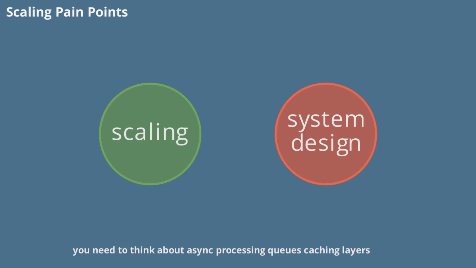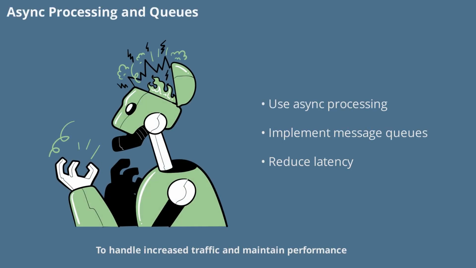At this point, you need to think about async processing, queues, caching layers, and rate limiting per user. AI integration becomes a system design problem, not just a feature. To handle increased traffic and maintain performance, implement asynchronous processing and message queues like Kafka or RabbitMQ. These tools help distribute workloads, reduce latency, and keep your application responsive, even under heavy load.